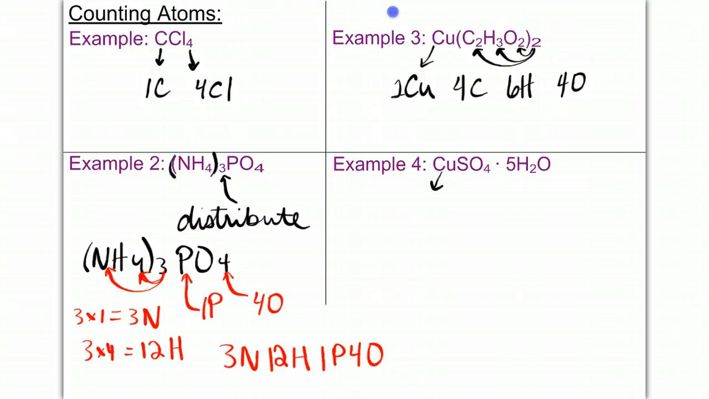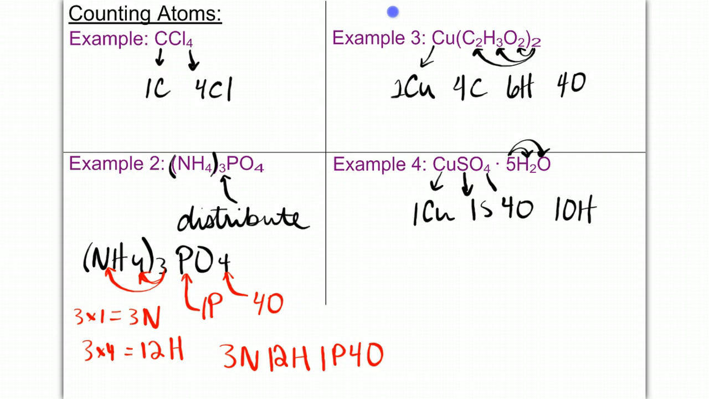we're going to say we have 1 copper, here we have 1 sulfur, here we have 4 oxygens. The 5 is going to distribute over to each of the atoms. So 5 times 2 is going to equal 10 hydrogens, and 5 times this understood 1 is going to be 5 more oxygens. So we just happen to have 1 copper, 1 sulfur, a total of 9 oxygens and 10 hydrogens. But again, you don't have to combine them, you can keep them separate.